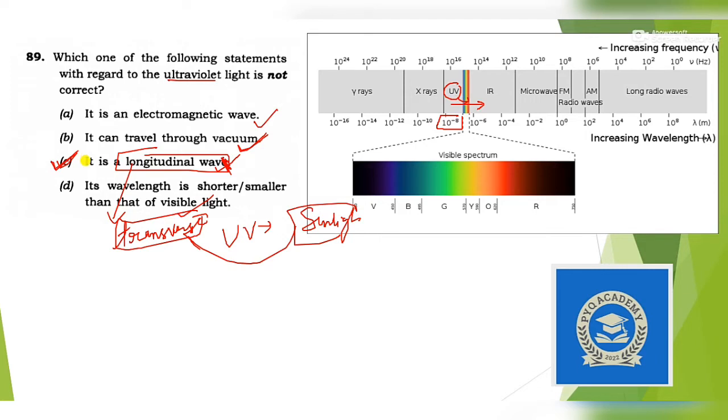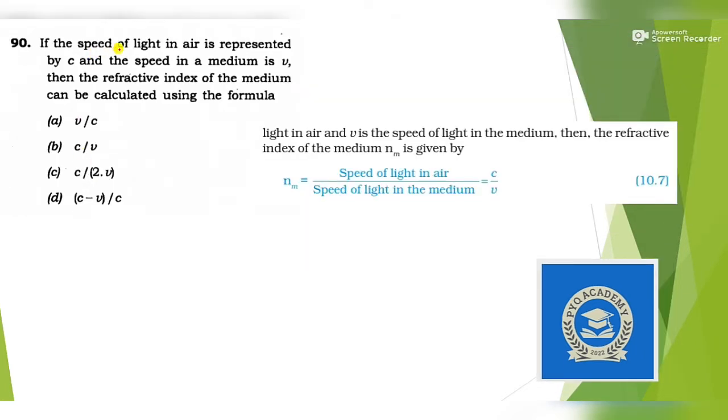Let's move to the next question. If the speed of light in air is represented by c and the speed in a medium is v, then the refractive index, it is directly asking about the formula. This formula is directly given in NCERT, that it is nothing but c by v. No need to get confused with all these options. The answer is option B.